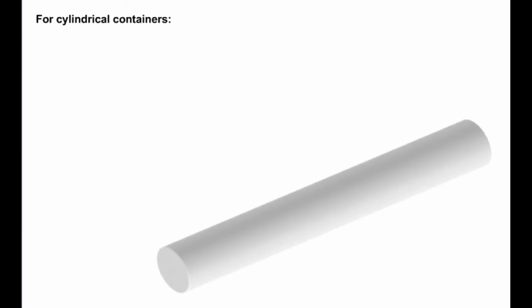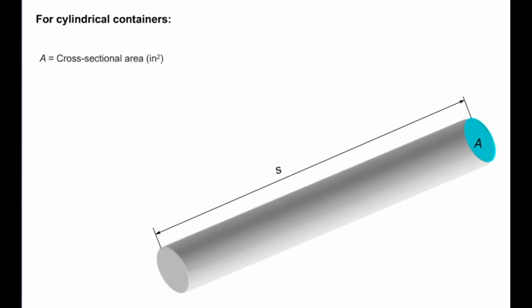There is another method of establishing flow rate that can be used for cylindrical containers, a pipe with a constant cross-sectional area, for example. In this case, we consider the cross-sectional area of the moving fluid A and we record the velocity at which this fluid is flowing. This velocity is known as the flow velocity V.